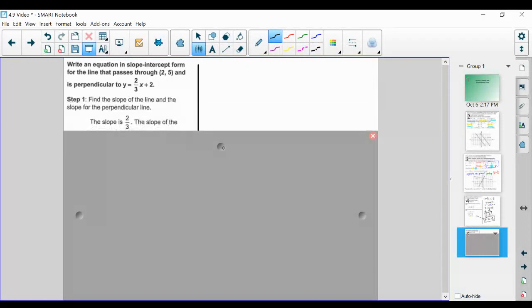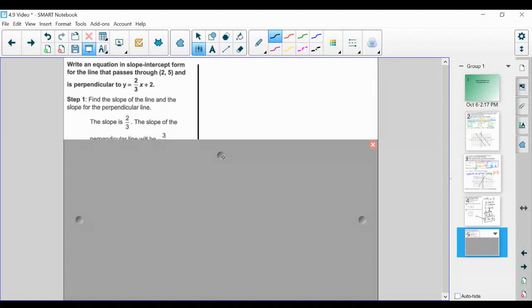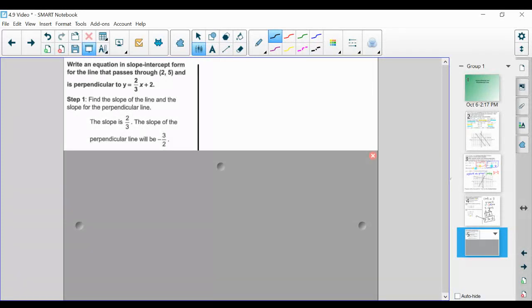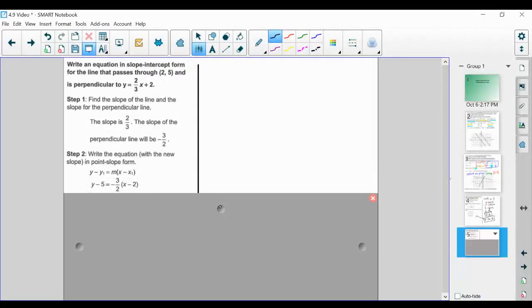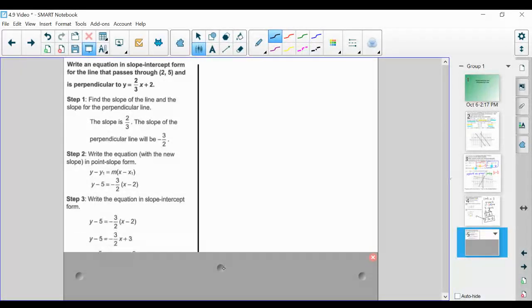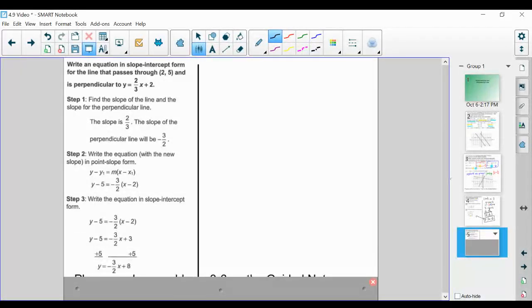So since we're starting with 2 over 3 as the slope of the original, the slope of the perpendicular line will be negative 3 over 2. Again, opposite reciprocal. In our original equation, our slope was positive, therefore the perpendicular line should be negative. In our original, the fraction was 2 over 3, therefore in the perpendicular it should be 3 over 2. We're flipping that fraction, so we get negative 3 over 2. And then we're going to write the equation in point-slope form to solve for our equation, which is y is equal to negative 3 over 2 x plus 8.